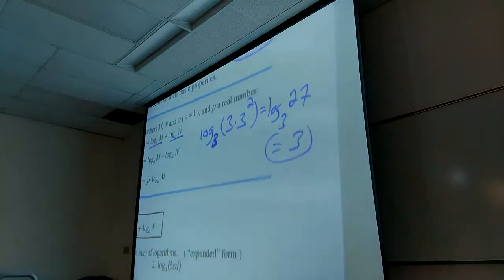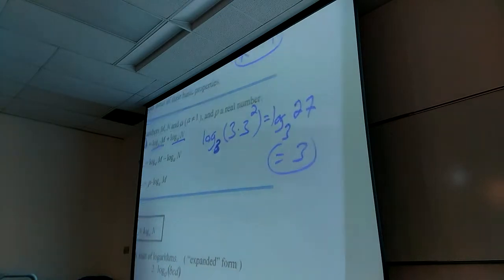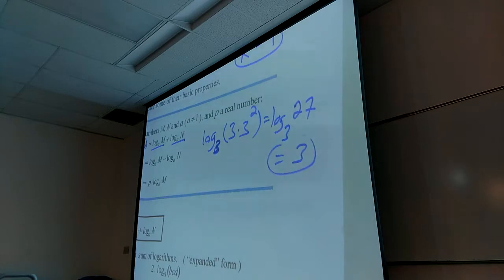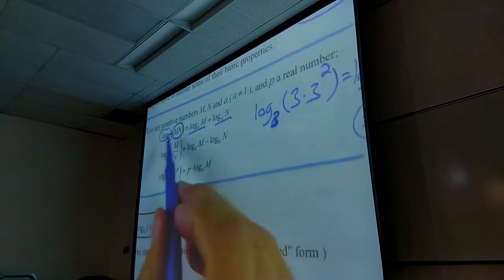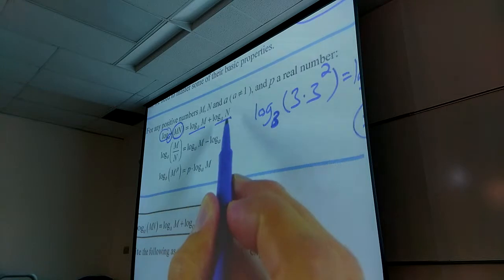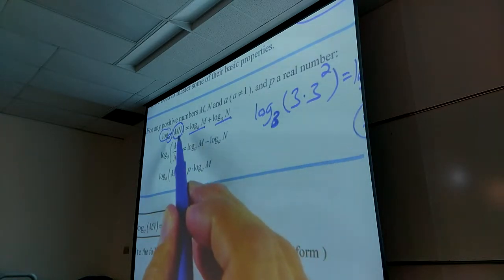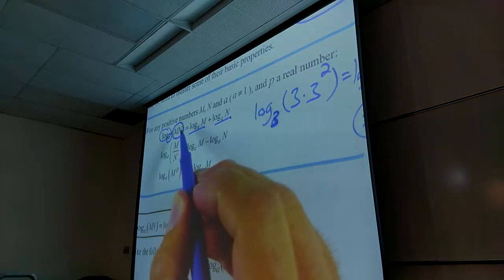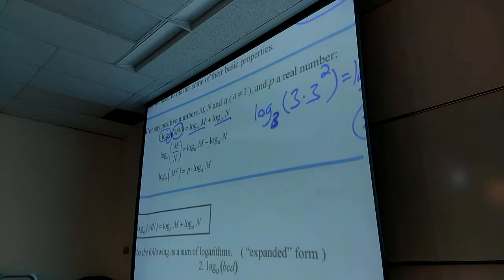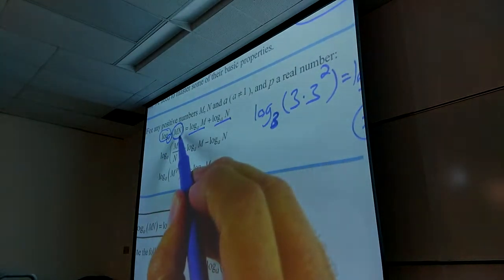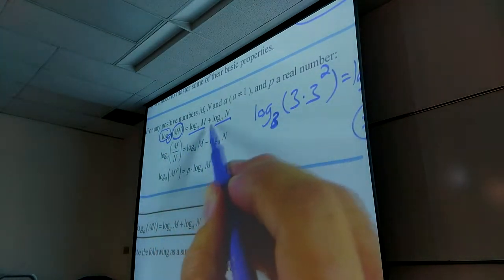Here's what people really freak out about, especially because I often say multiplication cannot become addition. That is not what's happening here. This is saying that the log of a product becomes the sum of the logs. Nowhere am I adding m and n. So m times n did not become m plus n. The log of m times n becomes the log of m plus the log of n.